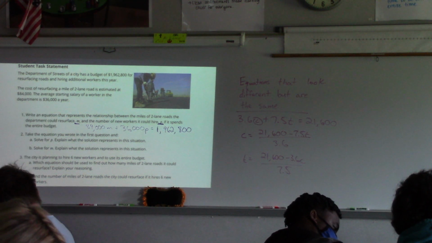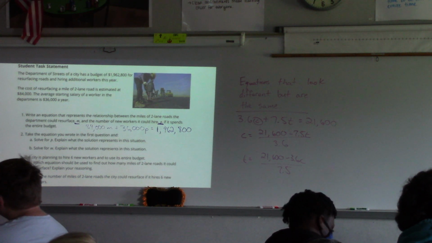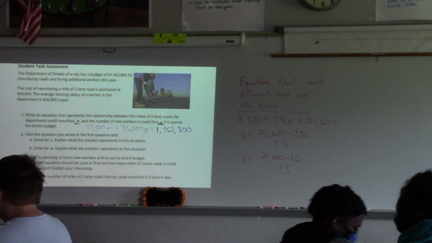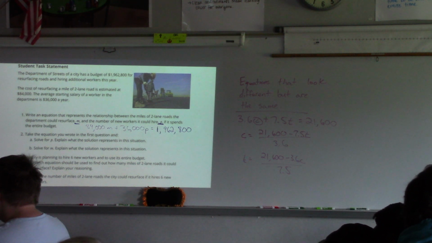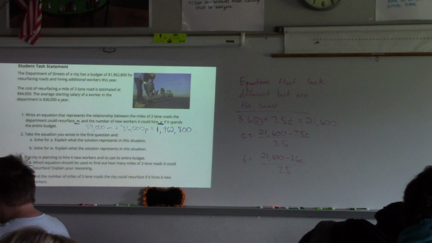I see a lot of people writing it down, which breaks my heart, because that means we didn't do one thing like writing down the equation. Does anyone have any questions about that equation? Okay. Can you explain where you got this equation from?